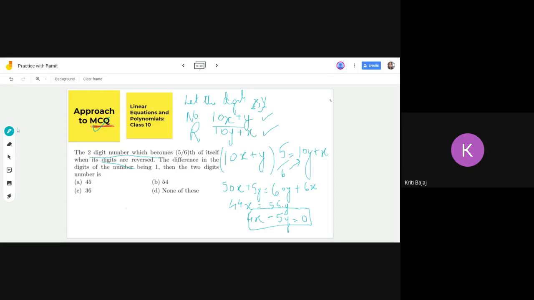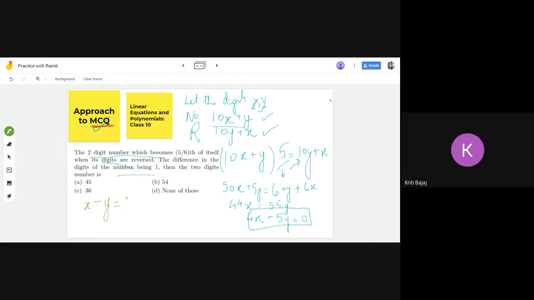Yes. Okay. Now what do you suggest can be the second equation? Just read the sentence and tell me. The difference in the digits of the number being 1. Now, in the first place, what were the digits? x and y. Only x and y. So this relationship is only applicable on x and y. So how do you relate them? Difference of the digits being 1. So basically x minus y is 1. Okay. So x minus y is 1.